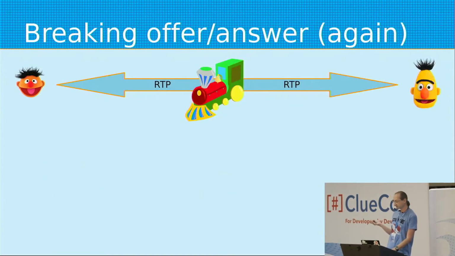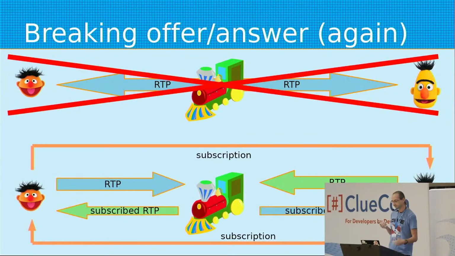So in order to do this, we had to break offer-answer again, and we had to move away from the one-to-one media forwarding that was part of the core design of RTPengine from day one. It's always been one entity talking to another entity. So we had to get rid of this. There was a pretty big change to make. And we moved to a subscription-based model.